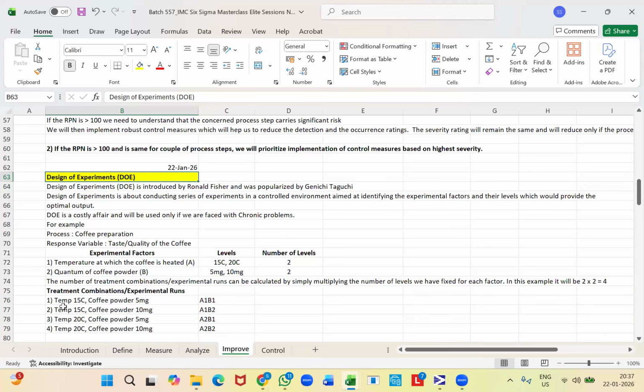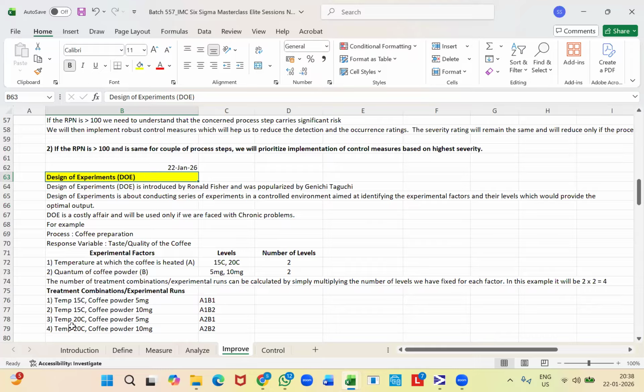First one, temperature, I will keep it at 15 degrees centigrade, that is level 1, and coffee powder at 5 mg, which is again level 1 for coffee powder. The second combination will be temperature retained at 15 degrees centigrade, but coffee powder changed to level 2, 10 mg. The third combination, I change the temperature to 20 degrees centigrade, but revert the coffee powder back to level 1, which is 5 mg. And the final one, both factors at level 2, temperature at 20 degrees centigrade and coffee powder at 10 mg.